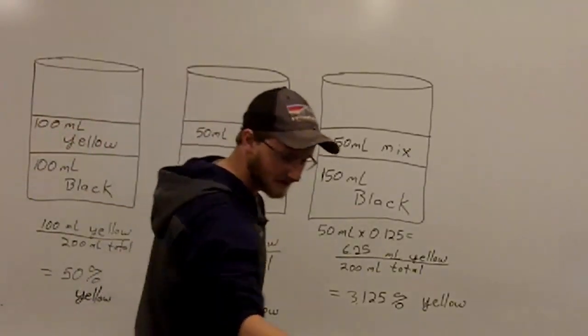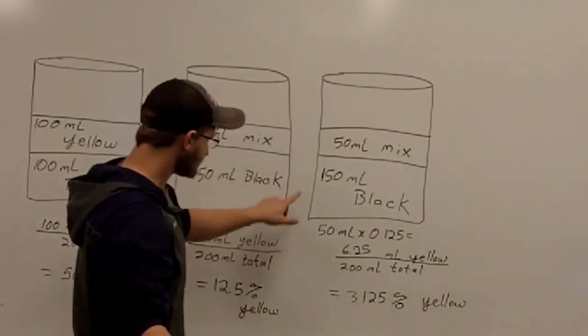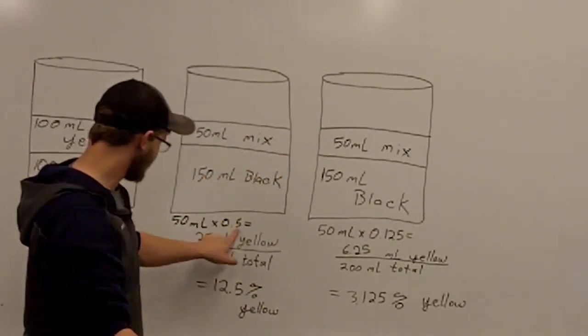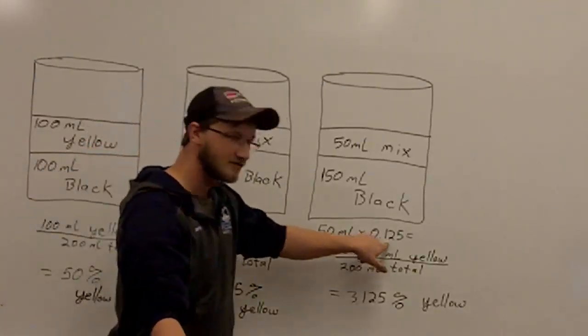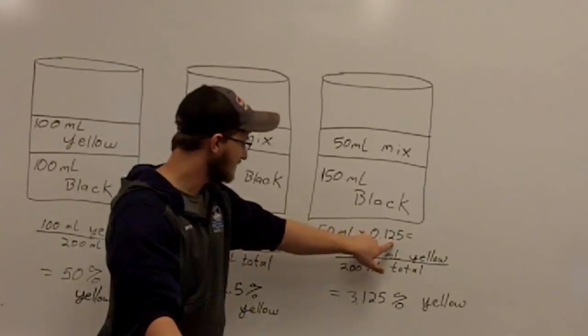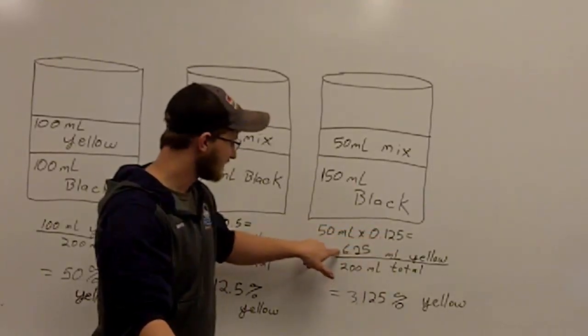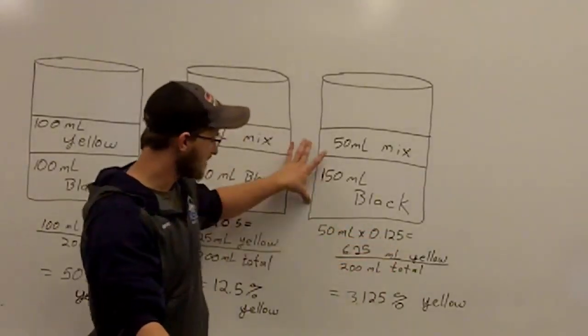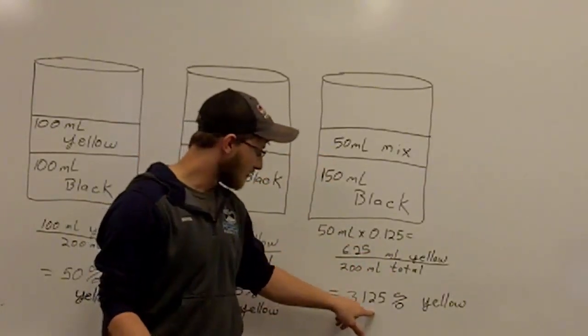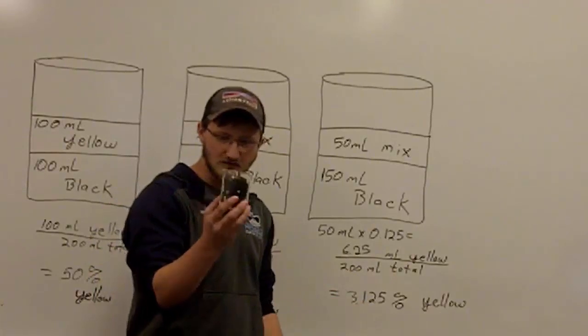And then we did the same exact thing with the other one, where we took another 50 milliliters, but rather than doing 0.5 with the 50%, we're doing 0.125, which is 12.5%. So then you multiply 50 by 0.125, and then you get 6.25 milliliters of yellow over the total volume of 200 milliliters. So you'd expect about 3.125% yellow, which is again kind of what we see.